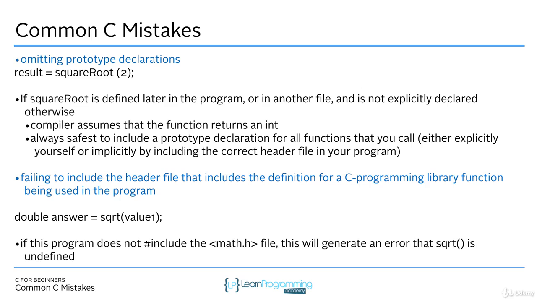So in this case, we have double answer = sqrt(value1). If this program doesn't include the math.h header file, this will generate an error that square root is undefined. It will try to link the object files. It won't have a math.o, and it will say, hey, you're calling square root, but there's no implementation for it. So make sure you include the correct headers for all of your invocations of functions, especially from the standard library.